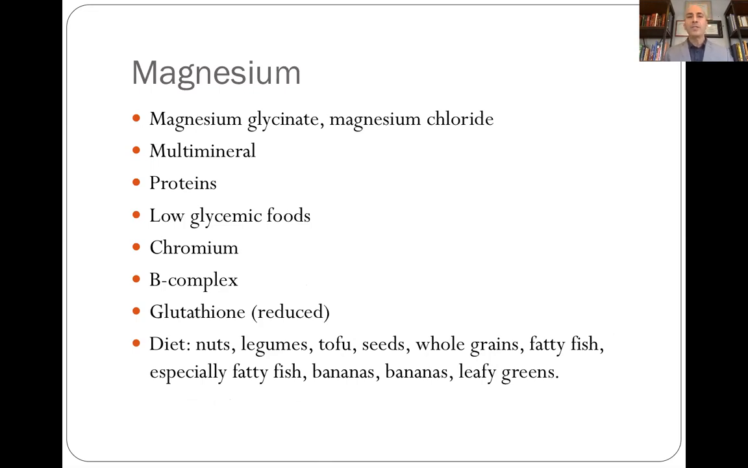And if the person, for example, has muscle tension and tightness and/or a diet that is not high in magnesium-rich foods like nuts, legumes, tofu, seeds, whole grains, fatty fish, bananas, and leafy greens, and let's say you have a muscle twitch on the corner of your eye, or intestinal spasms, anything that twitches or spasms or stresses, you throw magnesium at it.